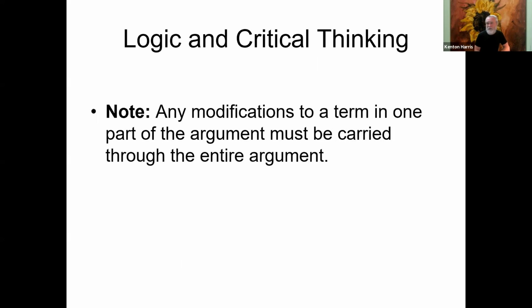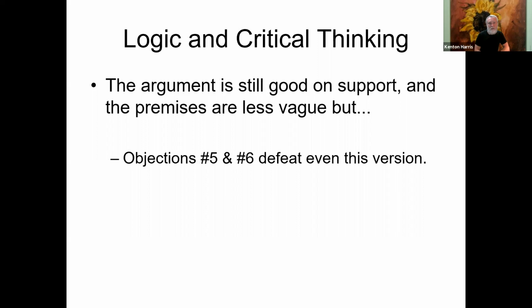Notice any modifications we make to one part of the argument have to be carried through to the other. So if I'm talking about human killings of animals in the premise, I have to talk about human killings of animals in the conclusion. I have to be using the same terms throughout the argument. The argument is good on support. Remember, it has the same form. It's still Barbara, and Barbara is valid anytime we run into Barbara.